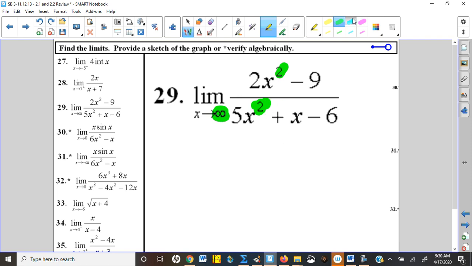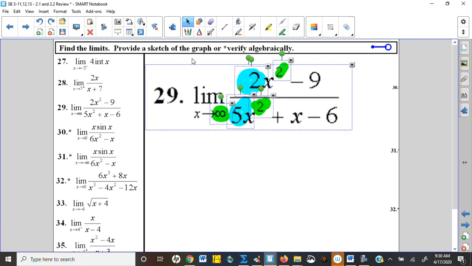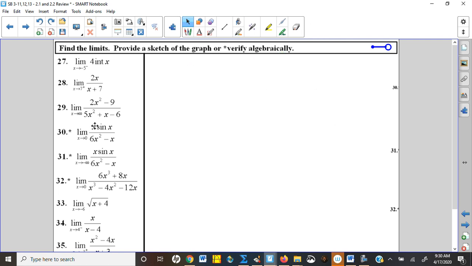And when there's a tie, the rule is you just look at the coefficients. So this has an end behavior model of 2/5. And what that means is that the limit as we approach positive or negative infinity would be 2/5.